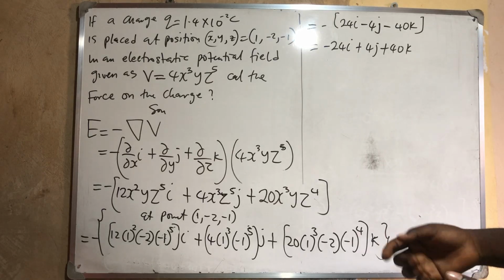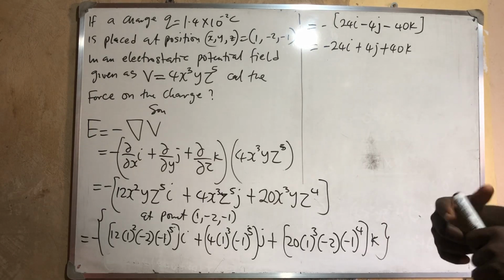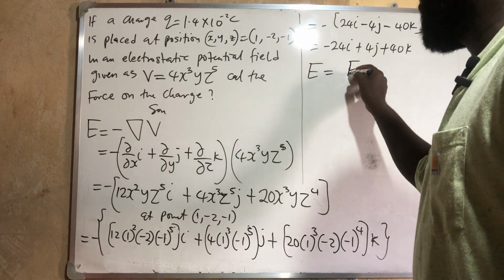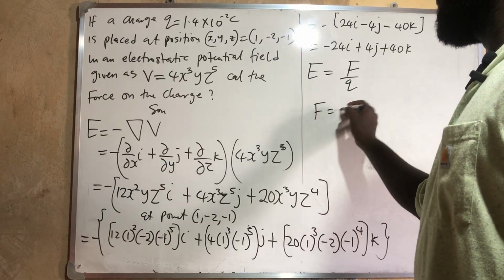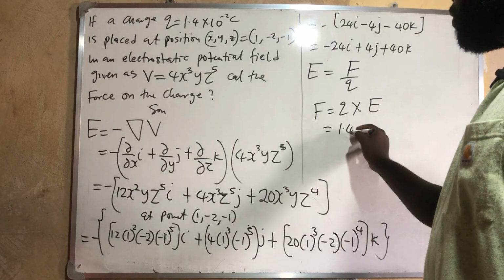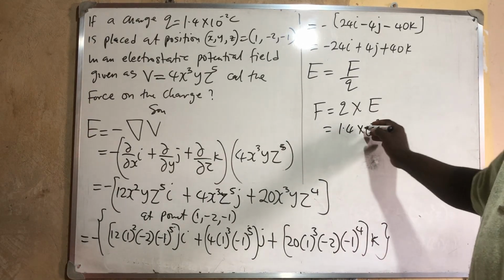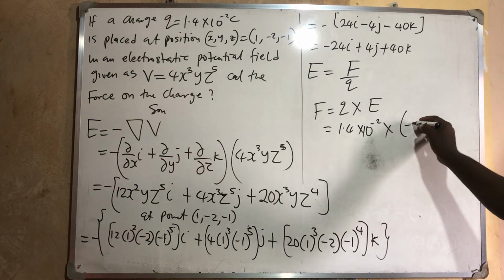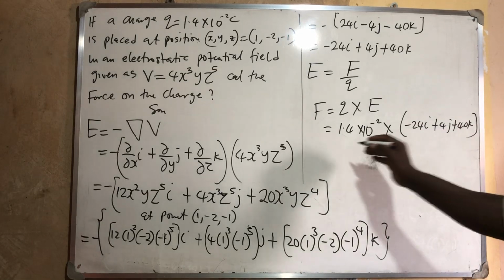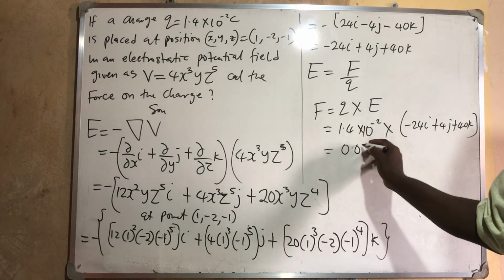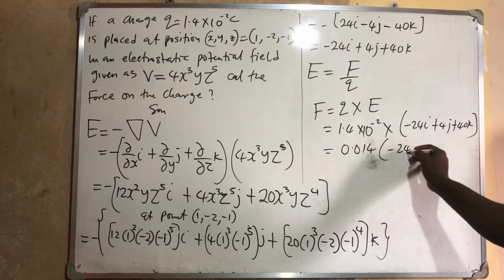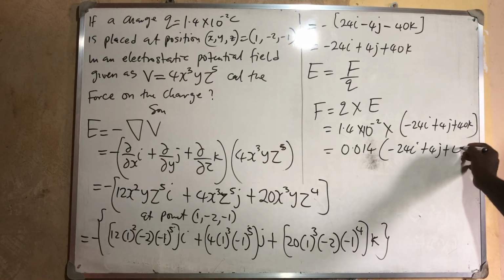If you are asked to get the magnitude, I hope you still remember how to get it. The next thing we need is the force. I know that my electric field strength is equal to force over charge. So my force will be the charge times the electric field strength. The charge is 1.4 times 10 raised to power minus 2, times my minus 24i plus 4j plus 40k. That is 0.014 times minus 24i plus 4j, then plus 40k.